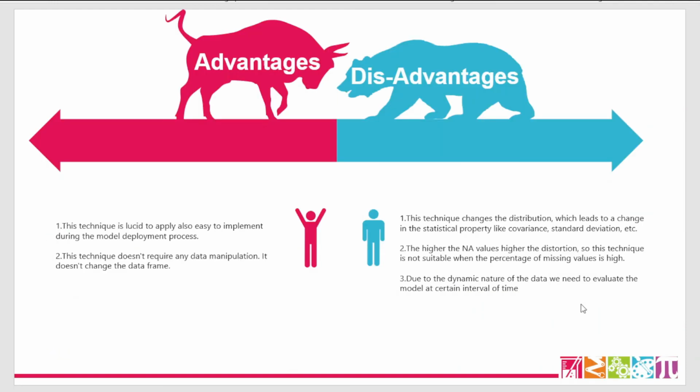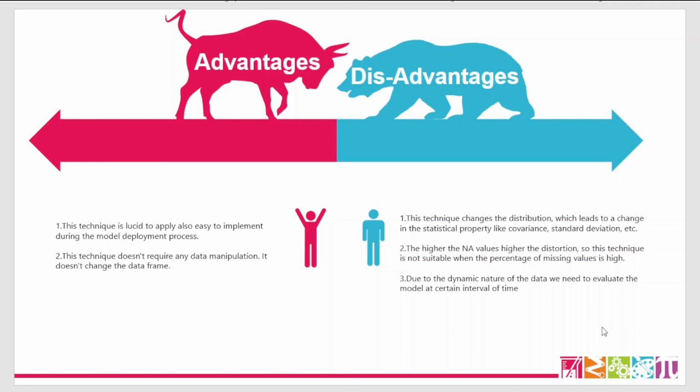Now let's talk about advantages and disadvantages of the 3M technique. So first we are going to talk about advantages. The technique is very simple to apply and it can be implemented during model deployment. Next thing is that this technique does not require data manipulation. And when I say data manipulation, that means that it does not affect the data distribution of other variables. Now talking about the disadvantages of this technique, it can change the distribution of the variable, which leads to change in the statistical properties like covariance or standard deviation.